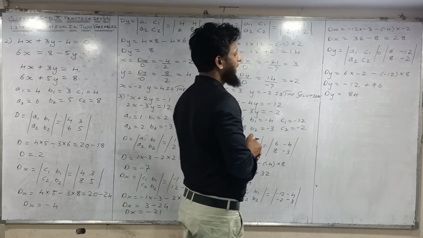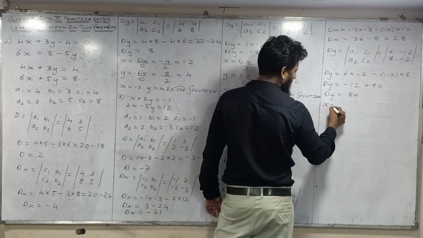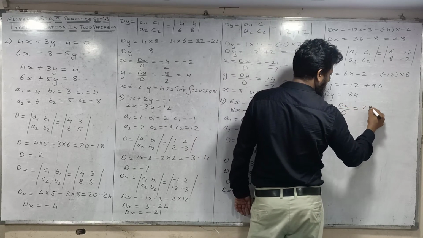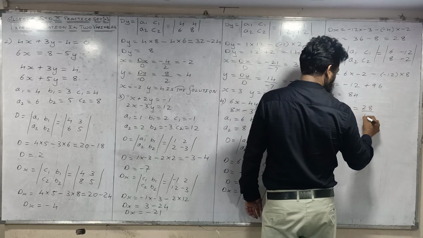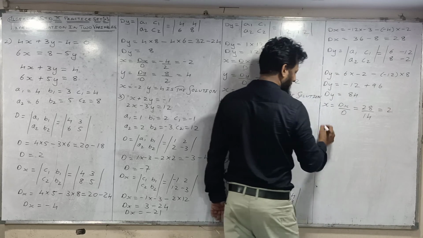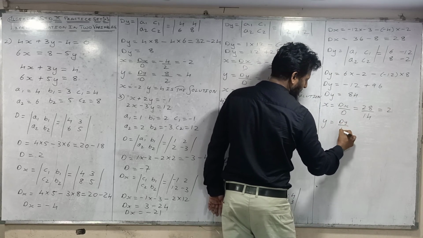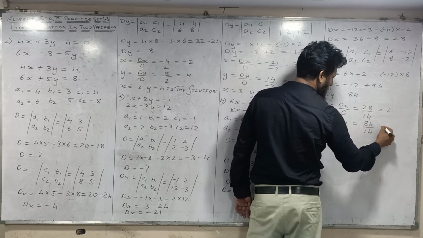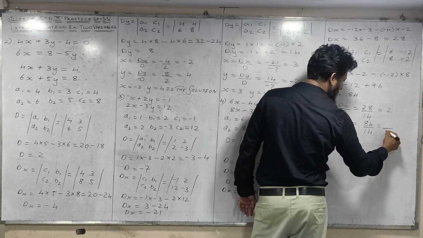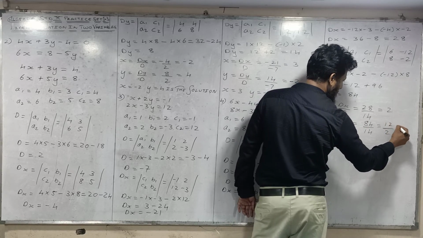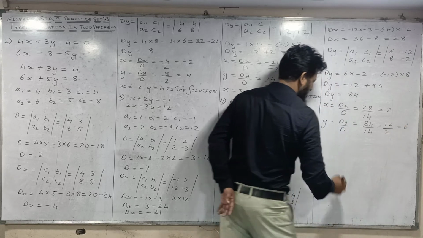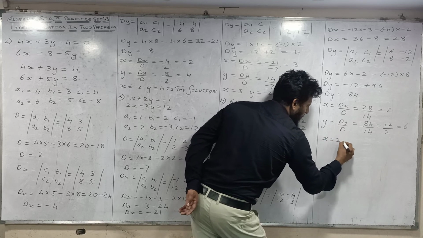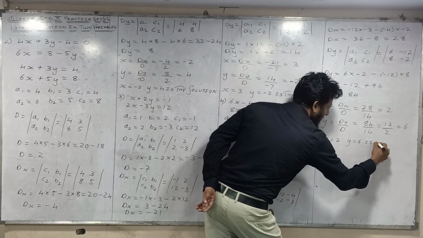96 minus 12 is 84. So x value is equal to dx upon d. So dx is 28 and d is 14. 14 ones are 14, 2s are 28. Y is equal to dy upon d. So dy 84 upon d is 14. You can cancel by 7. 7 twos are 14, 7 twelves are 84. So y is equal to 6. So x is equal to 2 and y is equal to 6 is the solution.